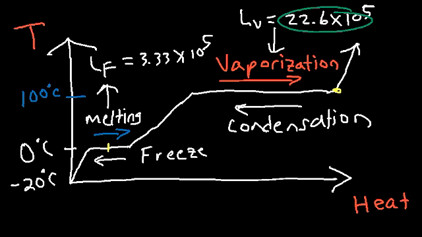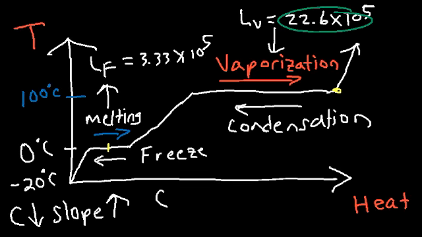Now what about the slopes? Notice that the temperature rises quickly in the case of ice, but for water, the slope is not steep compared to ice. It doesn't rise as quickly. And it has to do with the specific heat capacity. When the specific heat capacity is low, the slope of the line is very high, meaning that the temperature changes quickly as you add heat.